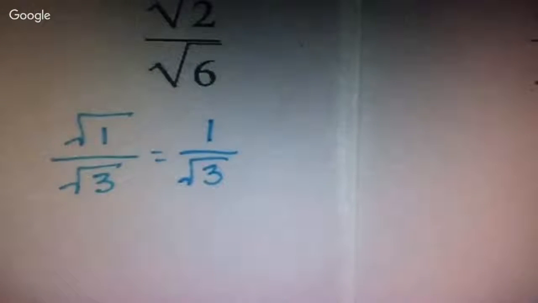Okay. Square root of 2 over the square root of 6. What do we have when we reduce? 1 over 3. Square root of 1 over the square root of 3. Well, the square root of 1 is just 1. Okay, so we had a perfect square we could get rid of.